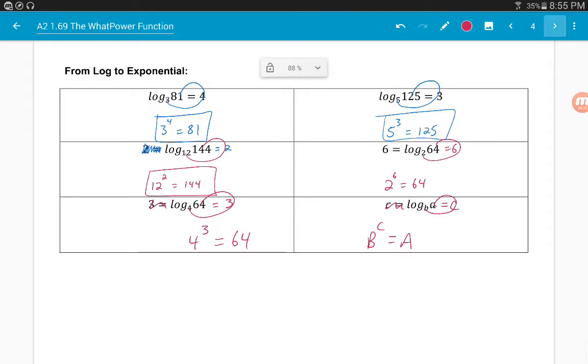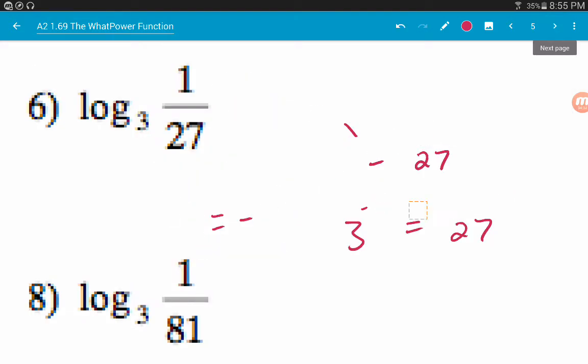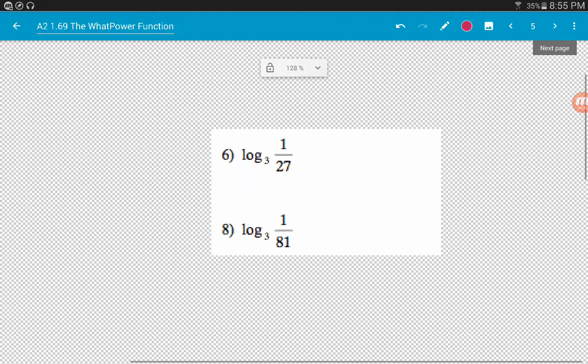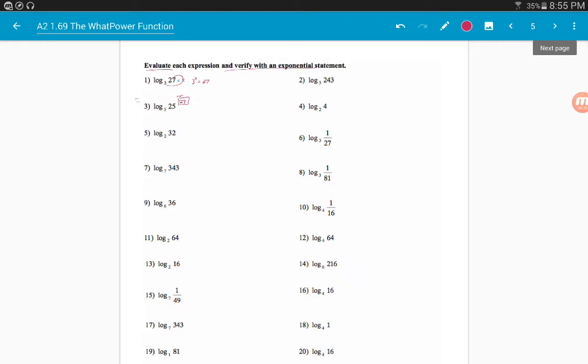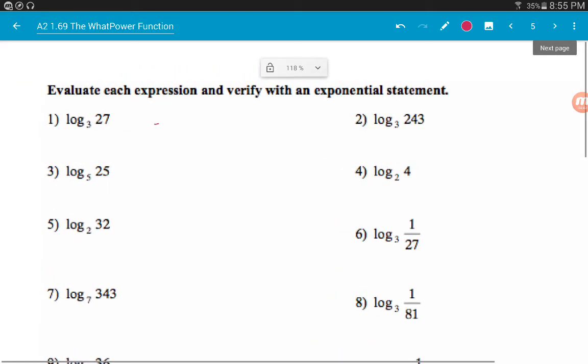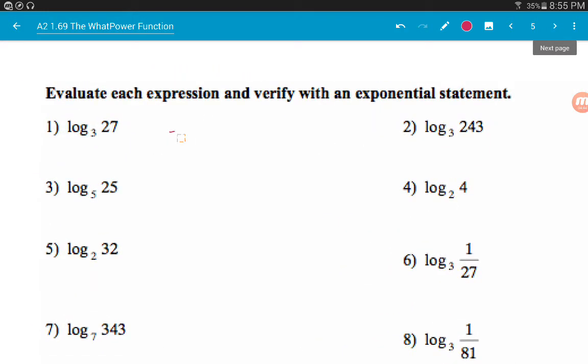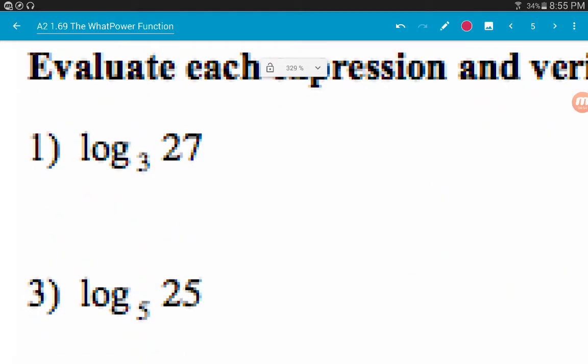Okay, now let's take it to the back. And resolve that. I want to start off with question 1. What we want to do is we want to evaluate each expression and verify it with an exponential statement. So we want to find out the answer, but we also want to convert it to an exponential form. So here's how we're going to do this. Log base 3 of 27. You can think of it as a WhatPower function again. WhatPower of 3 is 27. And the answer becomes very clearly 3.